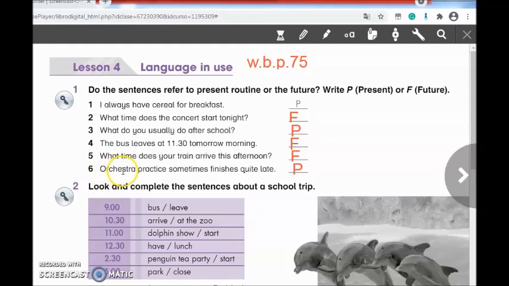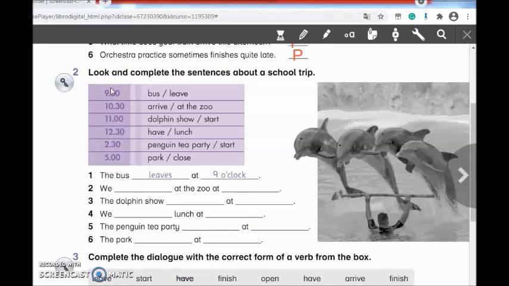Number 6. Orchestra practice sometimes finishes quite late. إذا تمارين الفرقة الموسيقية بعض الأوقات تنتهي متأخر جدا. So here is present tense مضارع أو وقت الحاضر because sometimes بالعادة شيء يقومون به دائما. Routine, present routine. Good job, girls. Now let's move to the next activity.